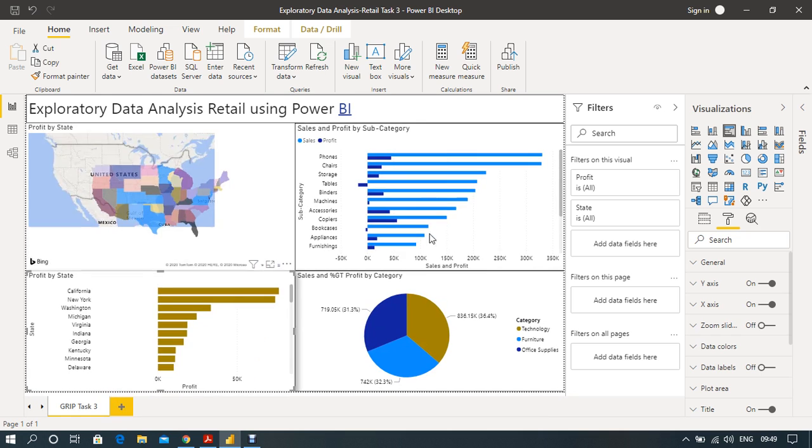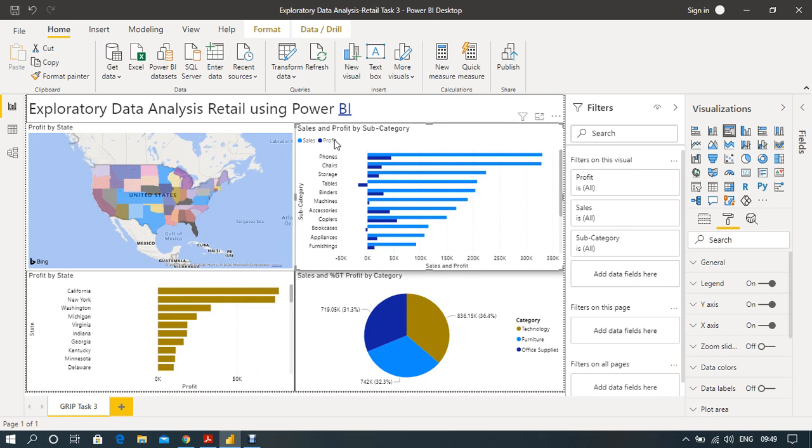And the third is I have created sales and profit by subcategory. So you can see that phones have the highest sales, and according to profit also. In some subcategories, you can see tables and packs and spaces are generating negative profit. So we need to focus on these subcategories.